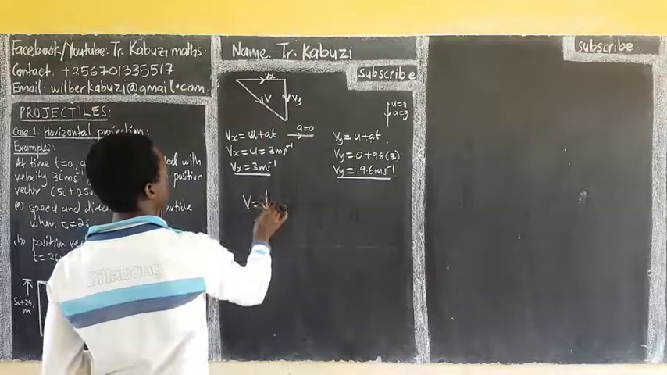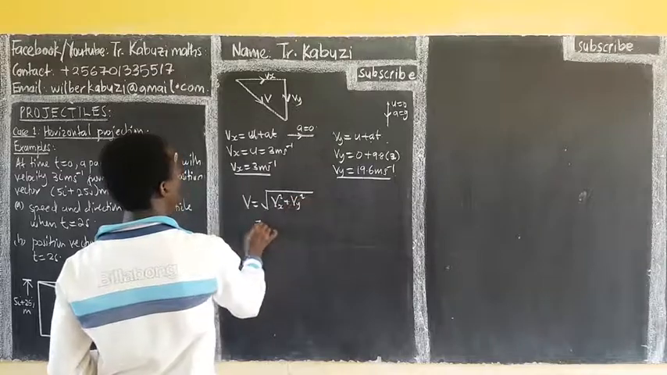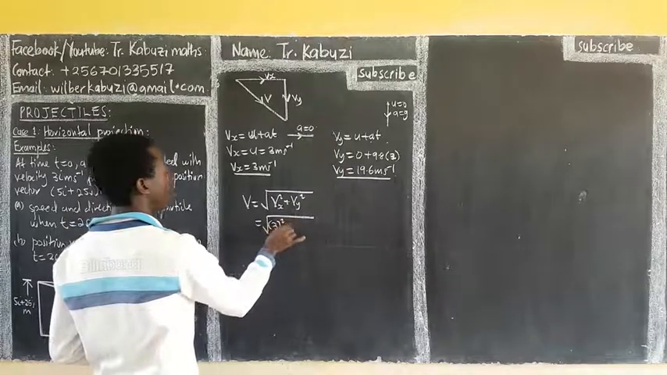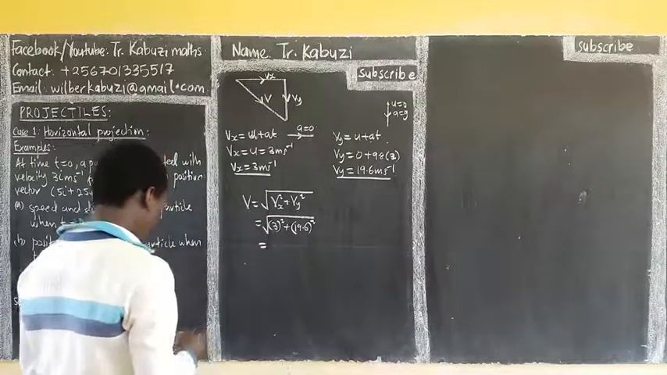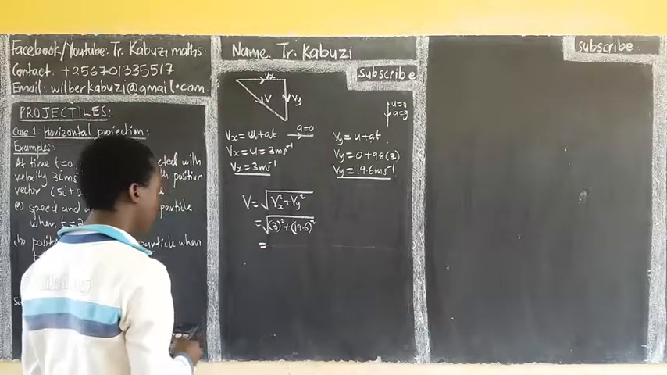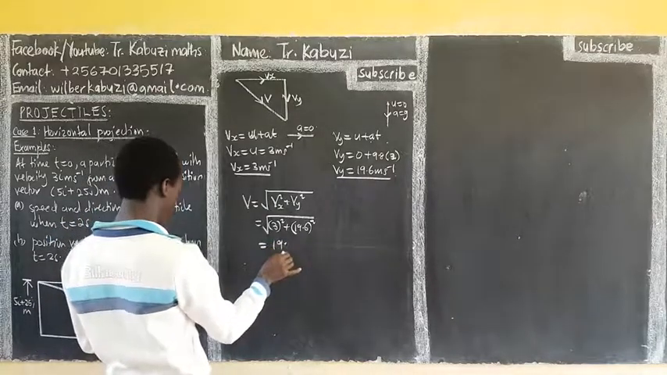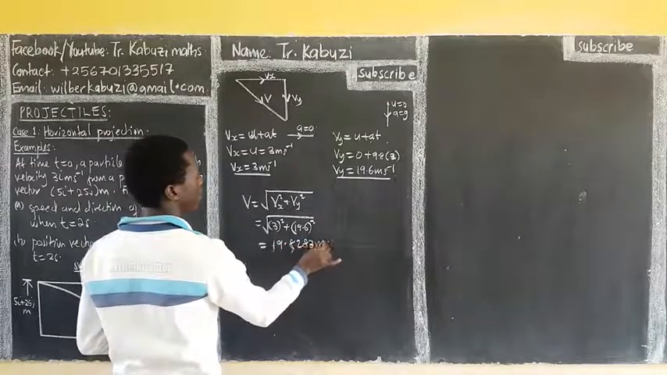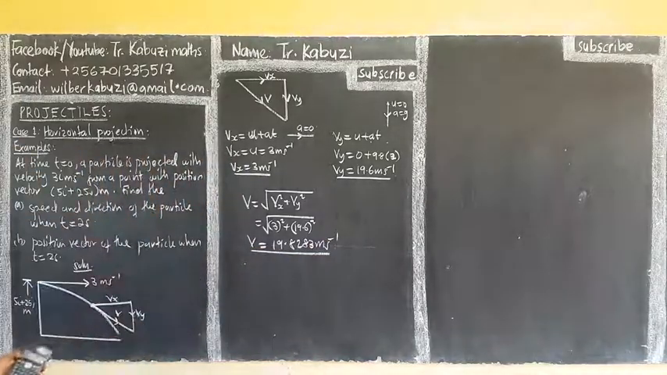So now to get my v, the velocity, after 2 seconds, it's going to be the square root of 3 squared plus 19.6 squared, which is going to be 19.8283 meters per second. So that is going to be the velocity after 2 seconds.